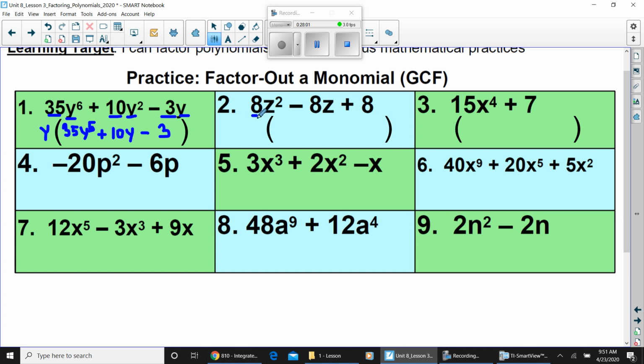So you're looking at the numbers first. Obviously the 8, 8, and 8. So 8 definitely comes out.